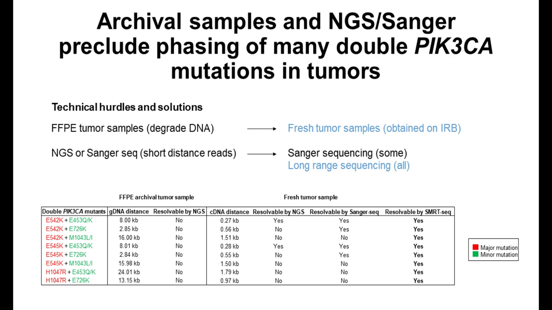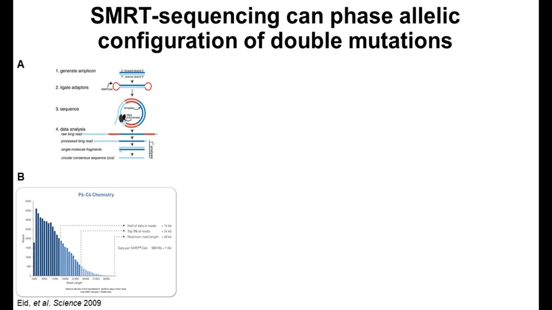Secondly, the vast majority of sequencing techniques that we use to determine the allelic configuration of mutations use NGS, next generation sequencing, or Sanger sequencing, and these are short distance sequencing reads. And we sought a technique that could perform long range sequencing reads to phase these mutations in a single piece of DNA in tumor samples. And so to do this, we turned to a long range sequencing technique.